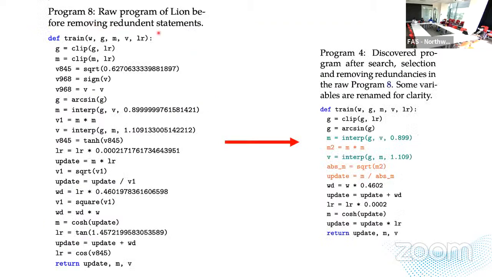So this program 8 on the left is the actual optimizer that they have found. Since there is no human intervention, with all these mutations and stuff, it looks very messy, but they actually clean it up. There might be redundant statements which are not used, so they clean it up and present the algorithm line.